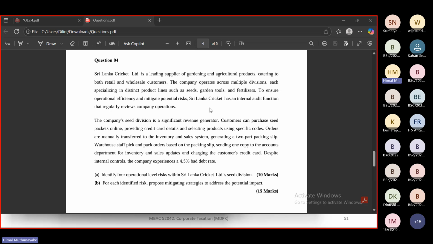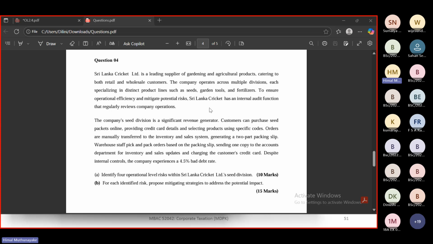Okay, I just read the question first, right? Sri Lanka Cricket Limited, right? Now Sri Lanka Cricket Limited is not doing the cricketing thing. They are supplying gardening and agricultural products, catering to both retail and wholesale customers. The company operates across multiple divisions, each specialized in distinct product lines such as seeds, garden tools, and fertilizers. Right? They have different divisions: the seed division, garden tools division and the fertilizer division.